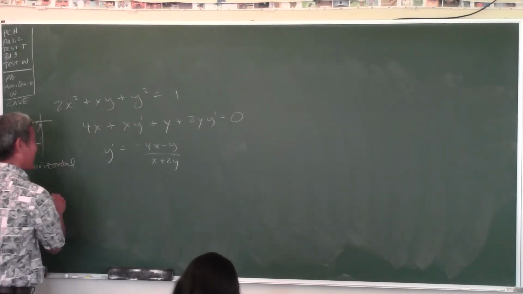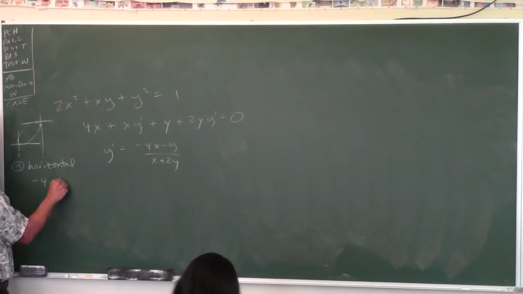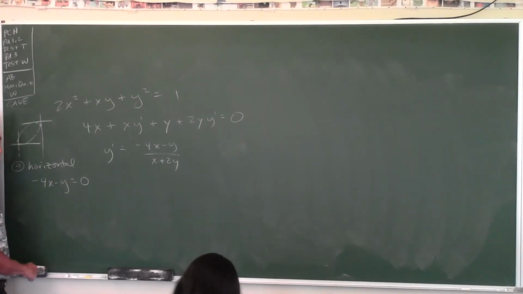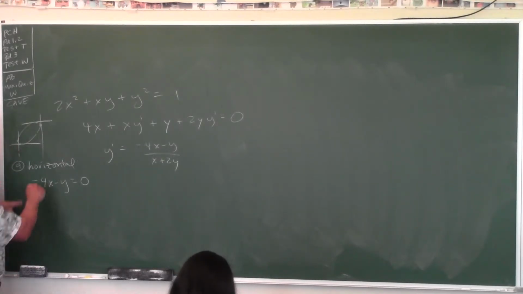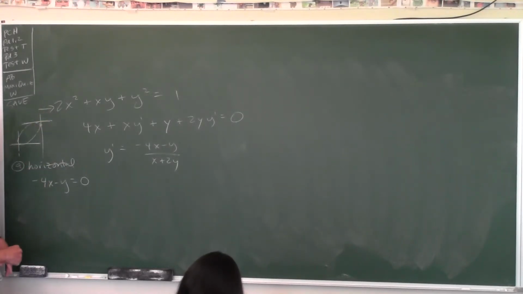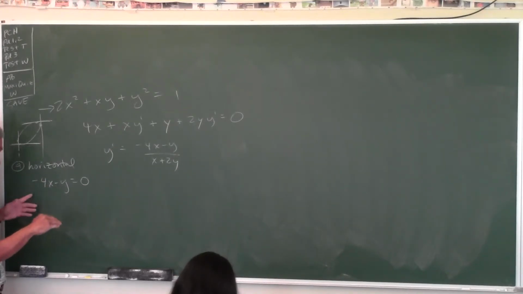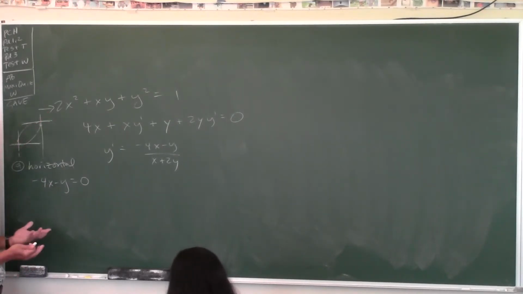So for part A, you have to make the numerator equal to 0. That's the condition to make the derivative 0, correct? Now, we have to find the points on this graph. How do you think I'm going to find these 2 points? This is the condition that makes the tangent line horizontal. This is the equation of the graph. So how do I find the points on this graph where this happens?